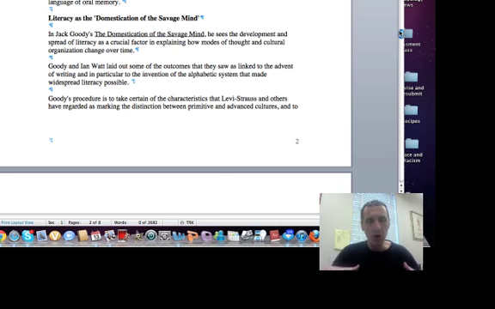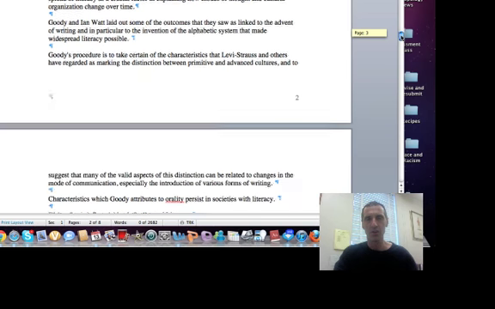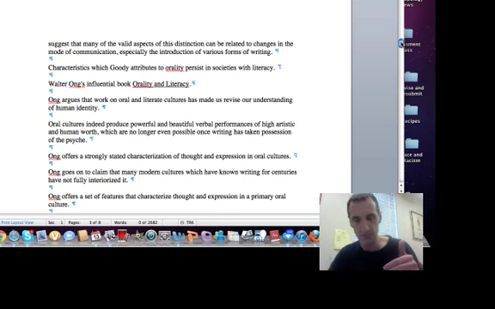Now, the work of Havelock and Goody was ultimately generalized into a sweeping philosophical, linguistic, and anthropological statement about orality and literacy as a great divide in human culture, thought, and history, in Walter Ong's influential and very entertaining book, Orality and Literacy. So, Ong argued that oral and literate cultures had made us revise our understanding of human identity. Writing, commitment of word to space, enlarged the potentiality of language, as he would say, almost beyond measure, and writing restructured thinking.